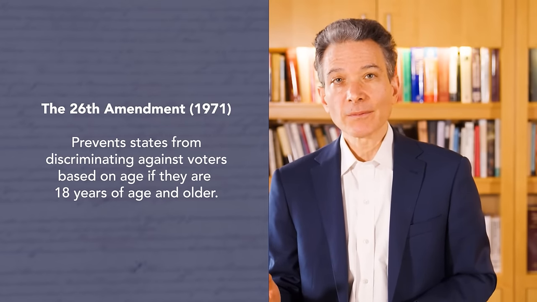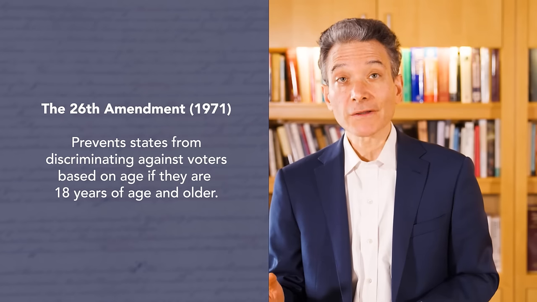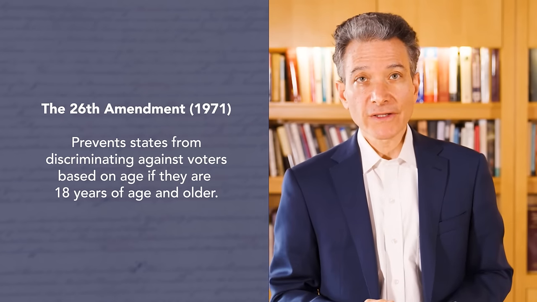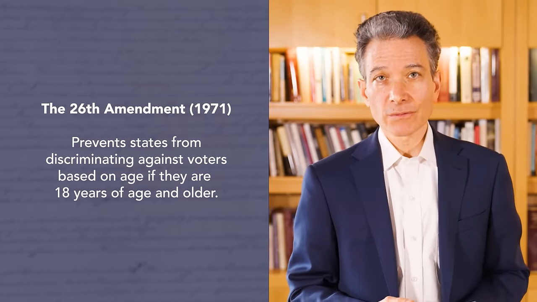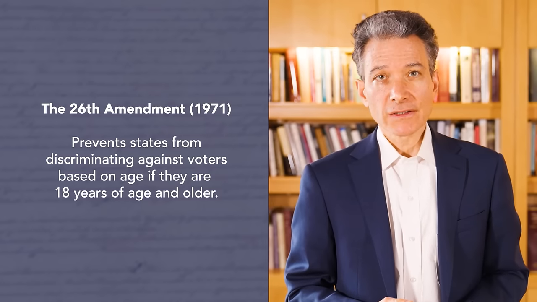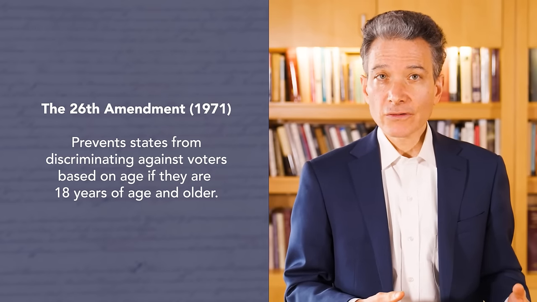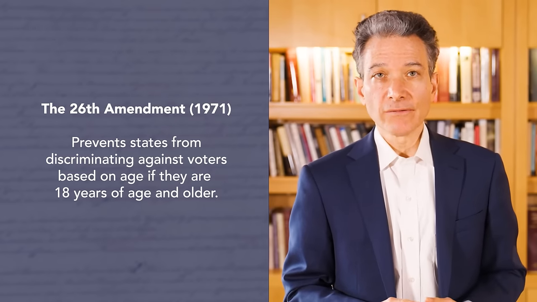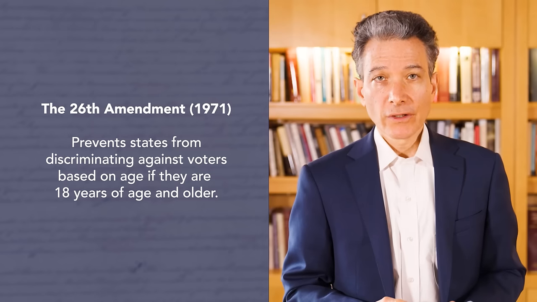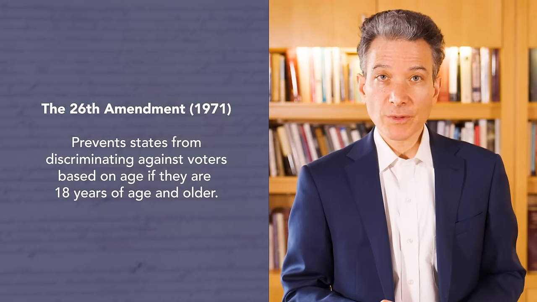Then we have the 26th Amendment, ratified in 1971. This is an amazing amendment because it was ratified in only 4 months after it was proposed, and it prevents states from discriminating against voters based on age if they're 18 years old. Before the 26th Amendment, most states still limited voting to 21 and older. The 26th Amendment is in part a response to the Vietnam War. And the basic idea is: old enough to fight, old enough to vote. And Congress agreed with that, and proposed the amendment in 1970.